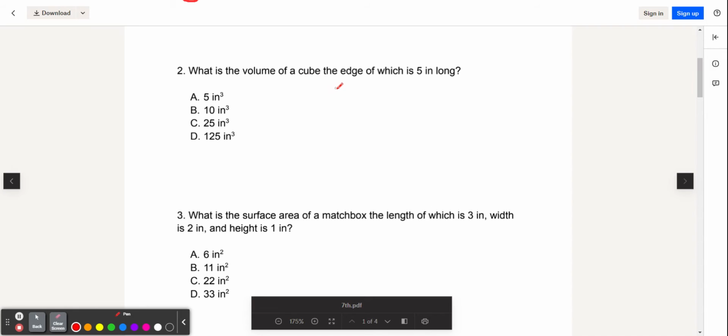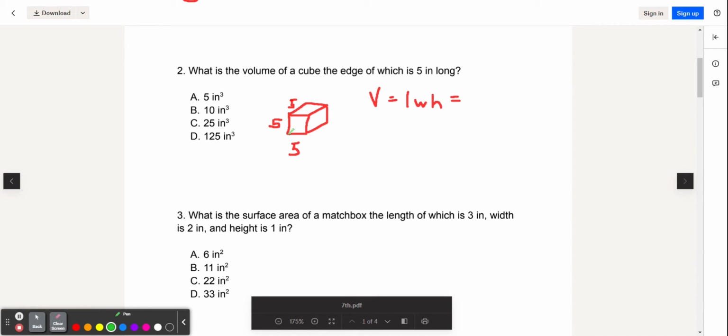Now we have to find the volume of a cube, the edge of which is 5 inches long. So let's draw a cube real quick. Something like this. In a cube, just like a square but 3D, all edges are the same length, and this length is 5. So we have 5, 5, and 5, along with all the other edges. The volume of a cube, or any rectangular prism, is the length times the width times the height. But for a cube, the length, width, and height are all the same.